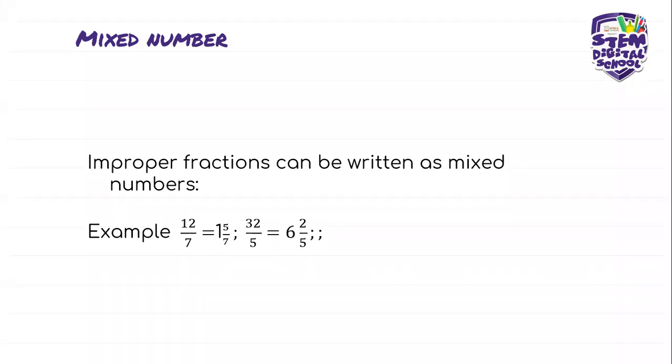The second one there is 32/5. Once more, 5 into 32 goes 6 times. And then, of course, the remainder is 2 because it goes into 30. So the remainder is 2/5. So 6 is the whole number, and then 2/5. Those are examples there of mixed numbers.